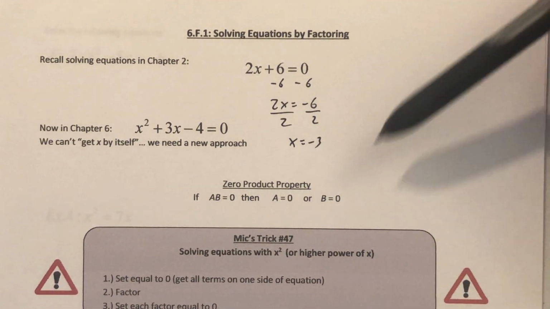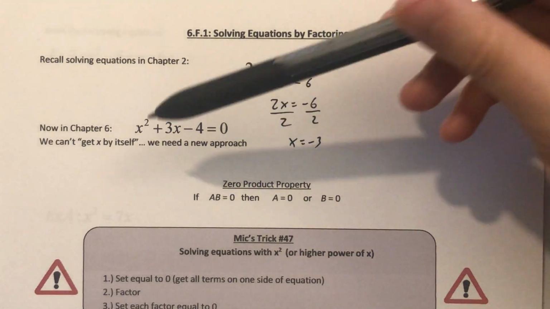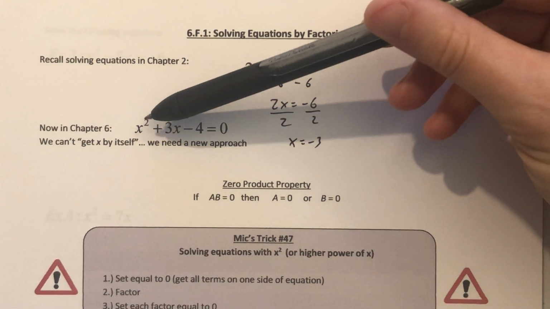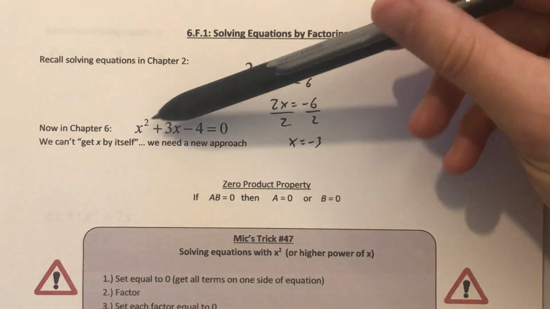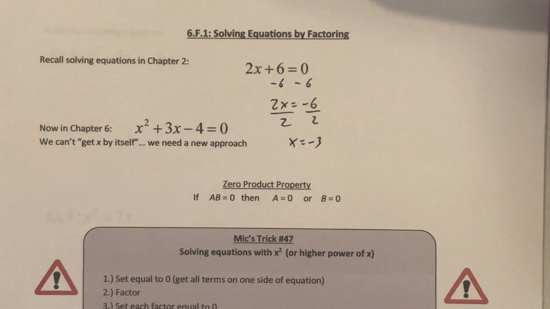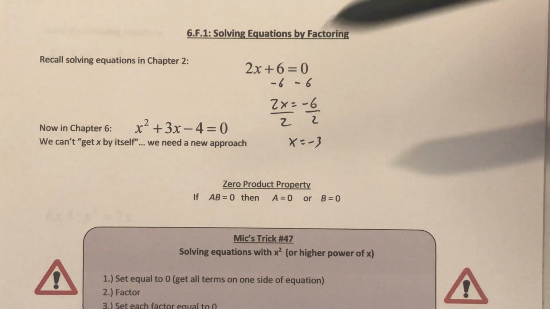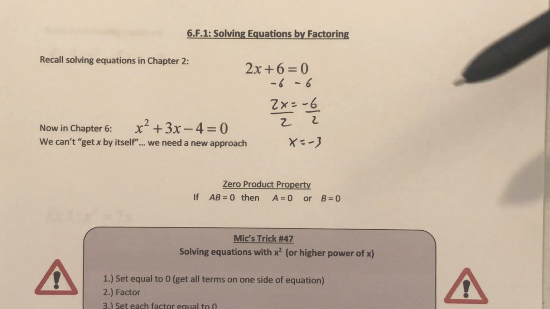This approach does not work, however, if we encounter an equation where our variable has any kind of exponent, any kind of power on it. The getting x by itself doesn't work. There's no moving terms and dividing to get x on its own.